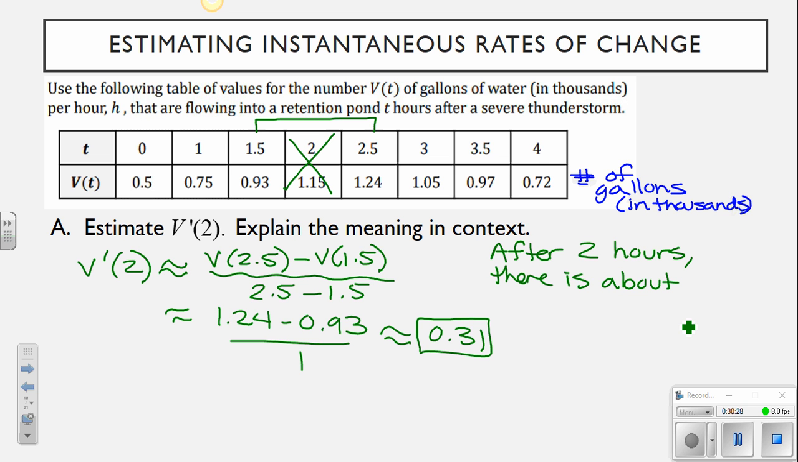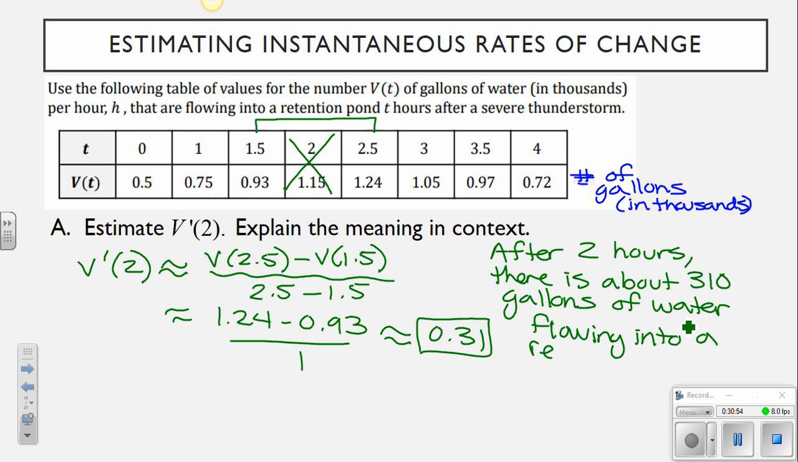So you have to do what? Times that by 1,000, right? What's 0.31 times 1,000? 310. So there's about 310 gallons of what? Water doing what? Flowing into a retention pond.